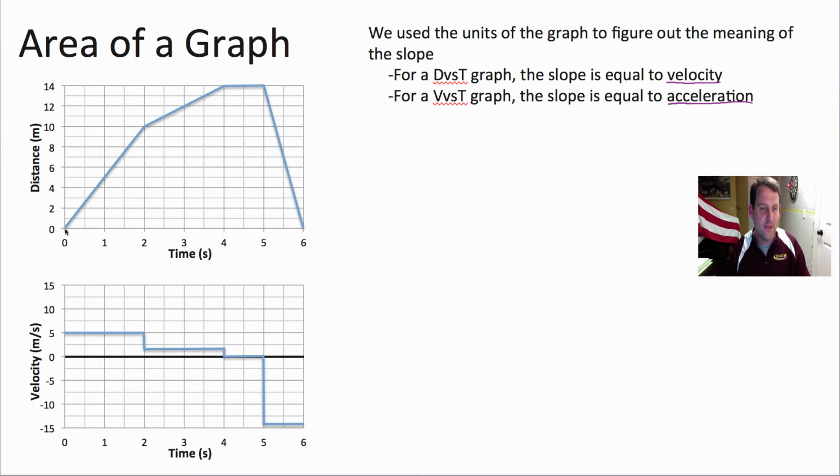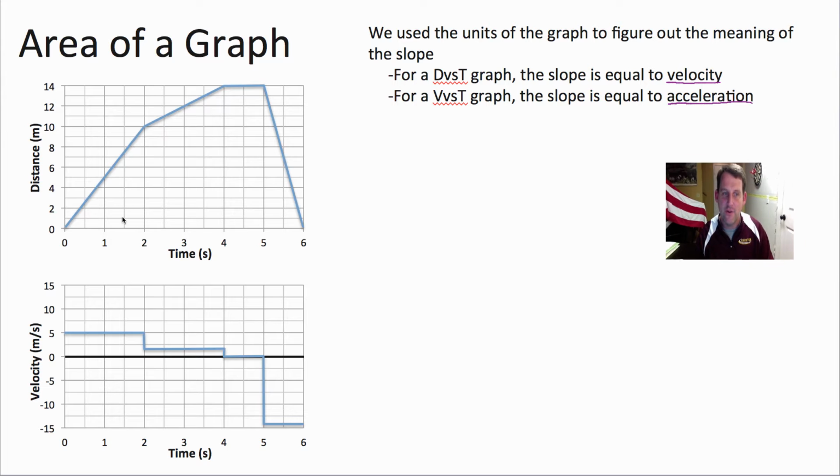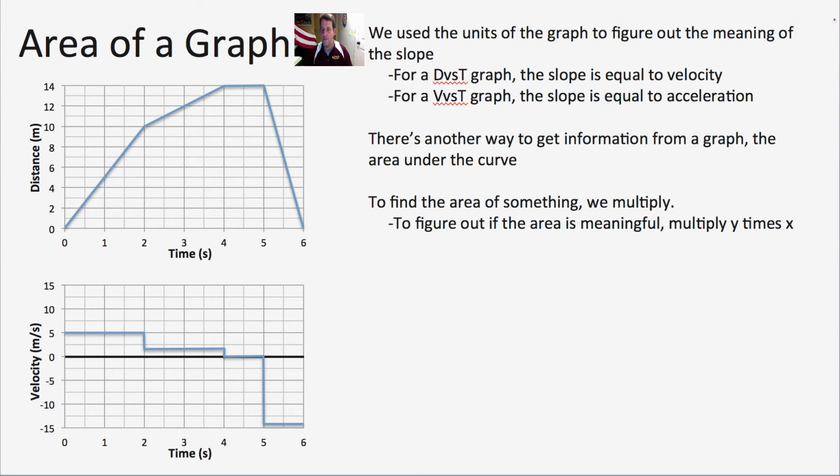So one of the ways we get information is from the slope. The other is from the area under the graph. Of course, to find the area of something, we multiply instead of divide. The slope is dividing, the area is multiplying. So in order to figure out if the area is meaningful, we simply multiply y times x, and if that is meaningful, then what we have is meaningful. So let's take a look.